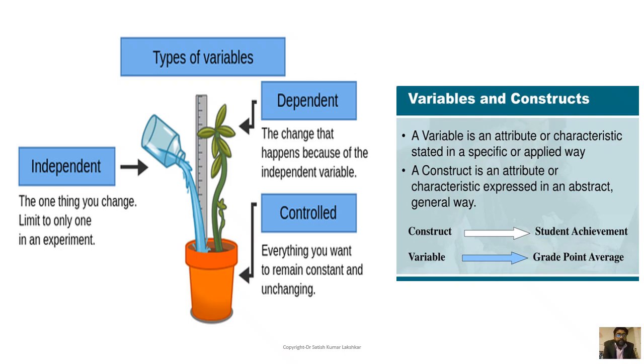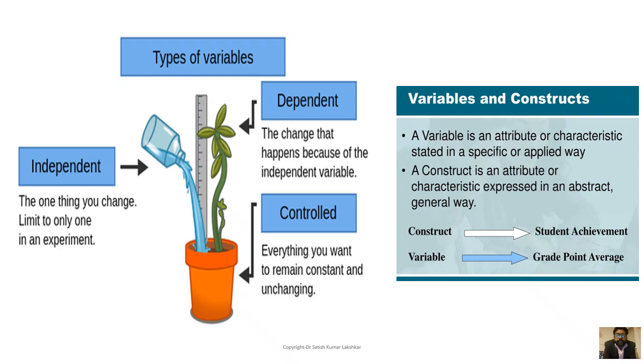Now, what is the role of the control variable? In this case, the control variable role is played by the pot itself, the pot or the vase. So everything you want to remain constant and unchanging, that is the control. The pot or the vase is playing the role of the control variable.